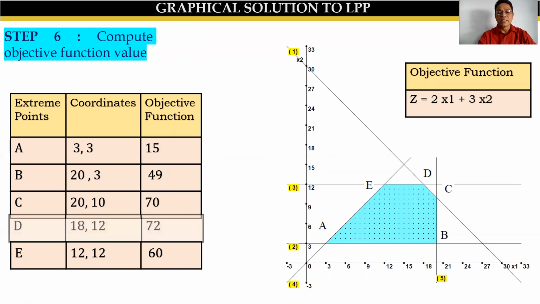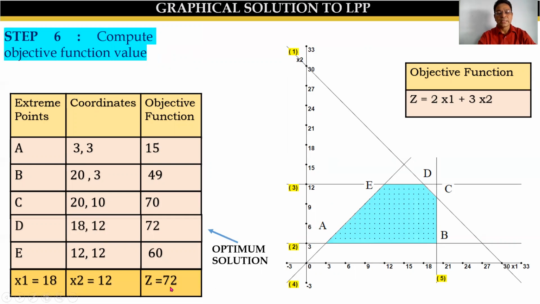It means that at D, where x1 is equal to 18 and x2 is equal to 12, we get the optimum value of z. And this is the optimum solution, where x1 is equal to 18, x2 is equal to 12, and z is equal to 72.